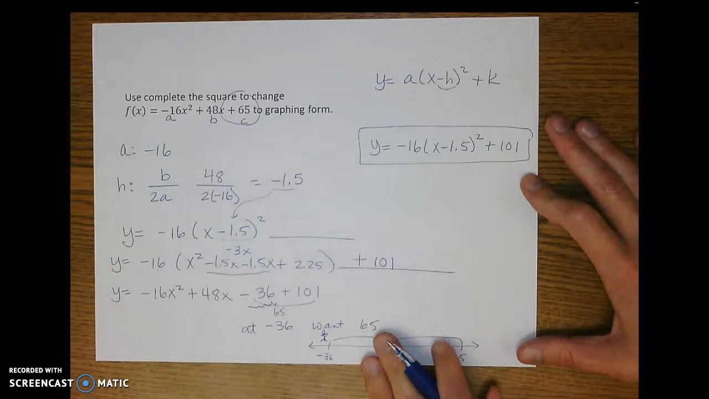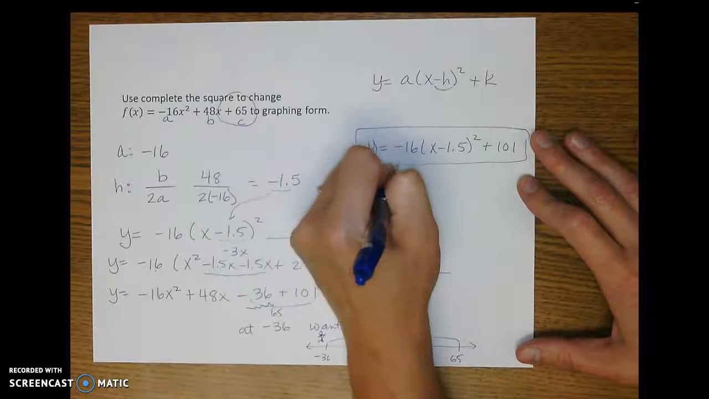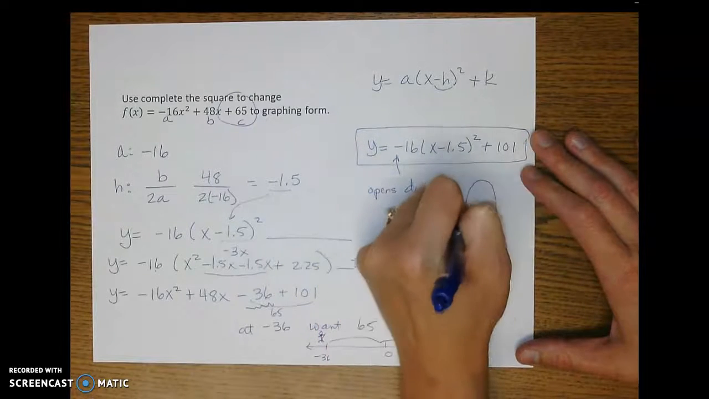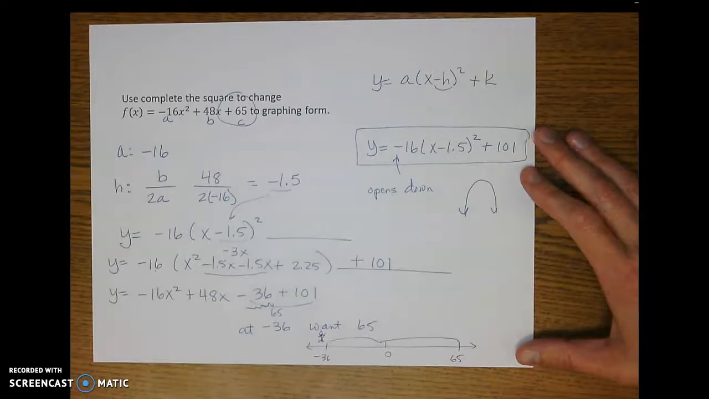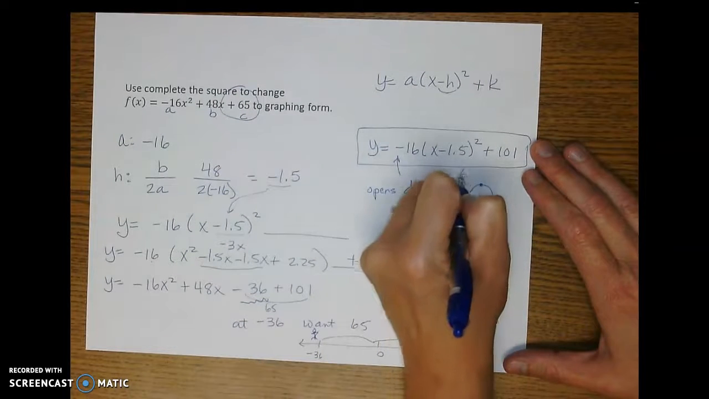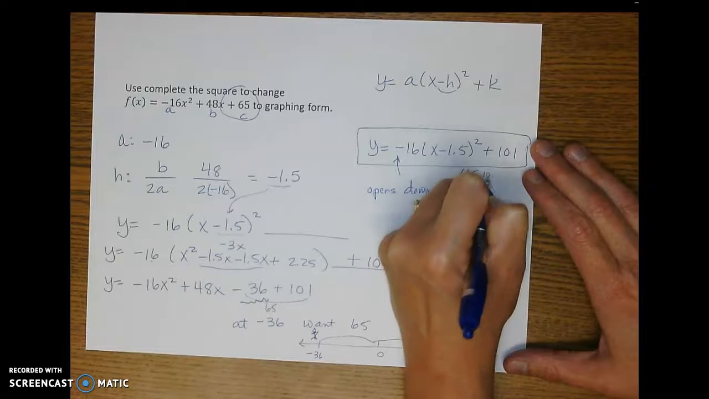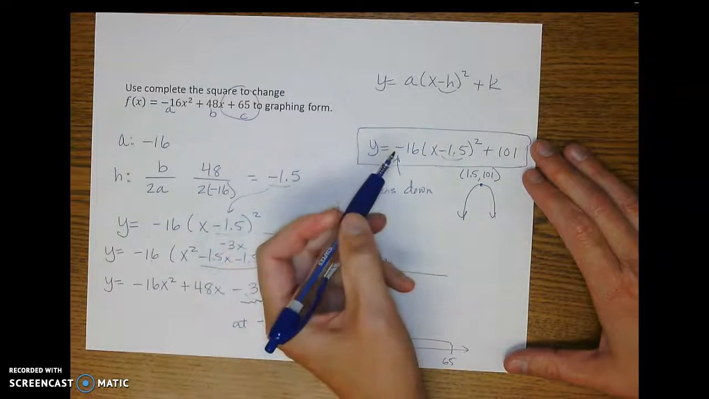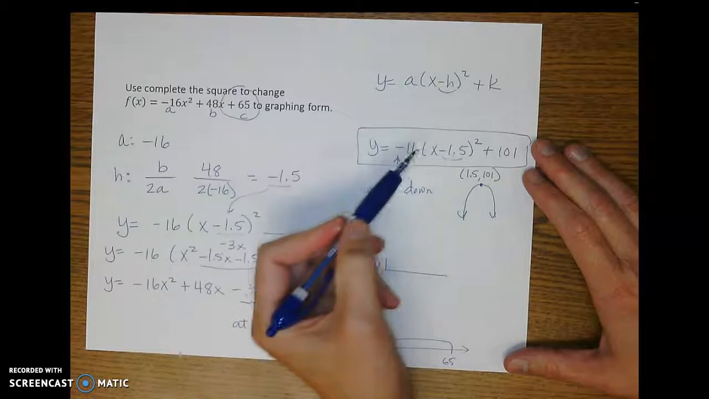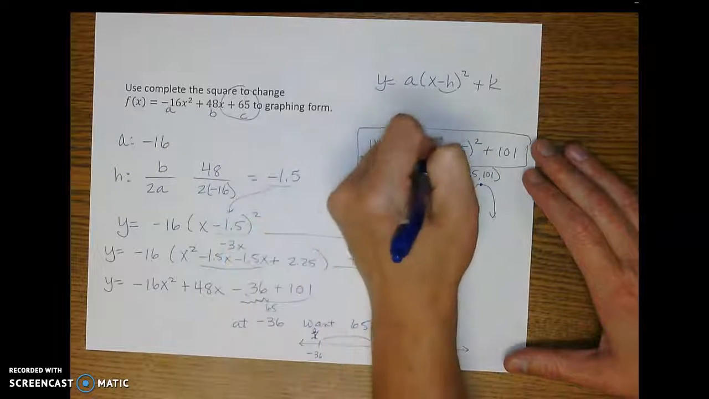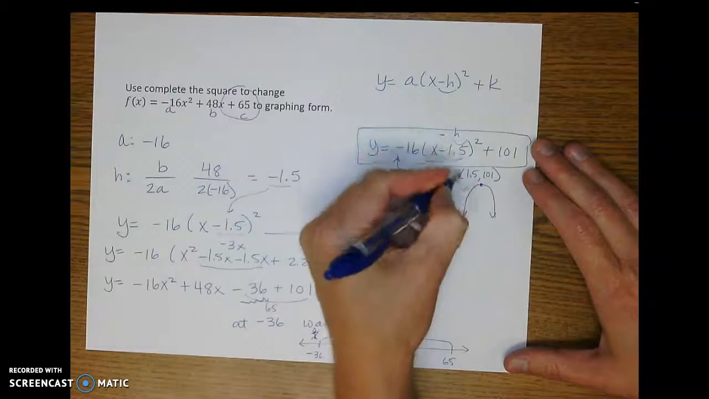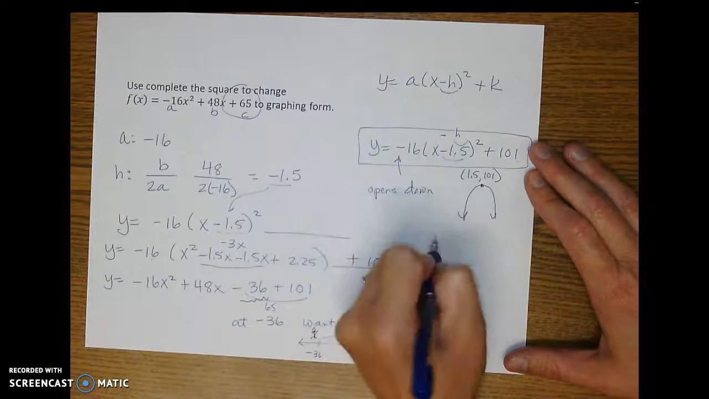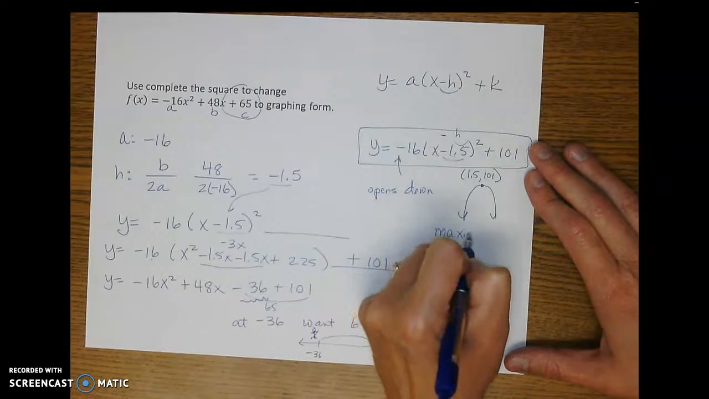Just a couple other little things about this just to know for the test. This right here is telling me that it opens down. So I have an upside down parabola. My vertex is right here and it would be 1.5 comma 101. Opposite h, so if this is minus 1.5, so opposite h and then comma k. Another way to look at this is minus h, so the h is 1.5 and then plus 101. So that means my vertex is a maximum because it's on top.